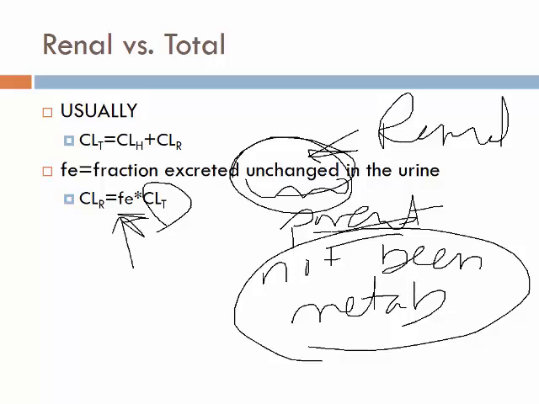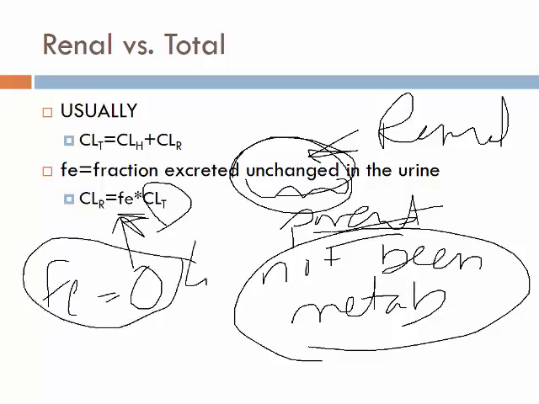So if we know the FE, the fraction that is excreted unchanged in the urine, if it is 0, that means we're going to assume that it's totally cleared by the liver, because none of the drug is coming into the urine as parent drug. It's all being metabolized, therefore it's all cleared by the liver. If FE is 1, that means 100% of the drug is being found in the urine unchanged, which means 100% of it is cleared by the kidney.